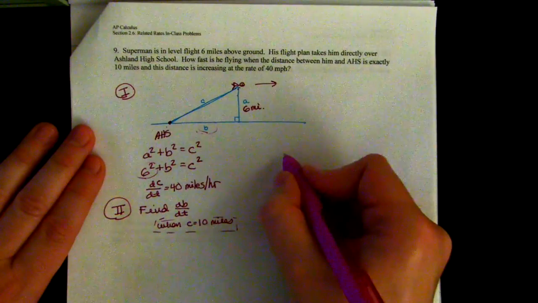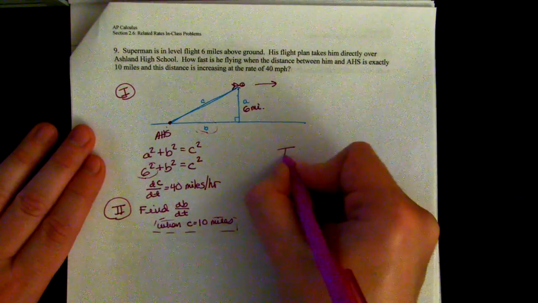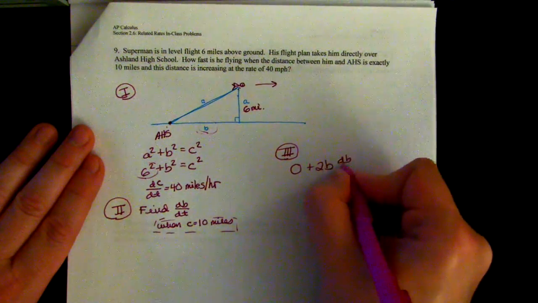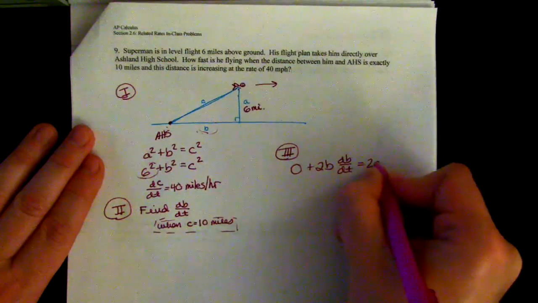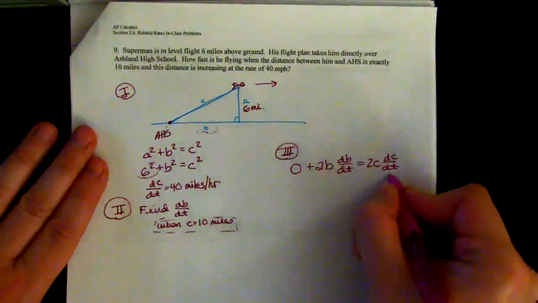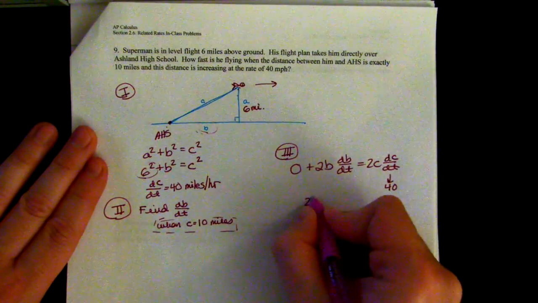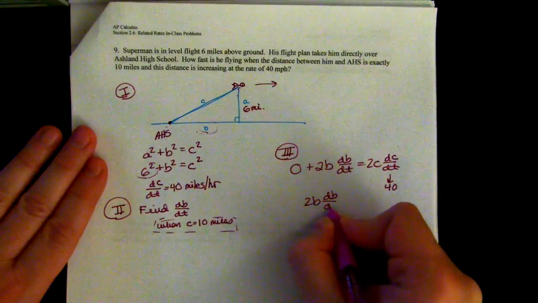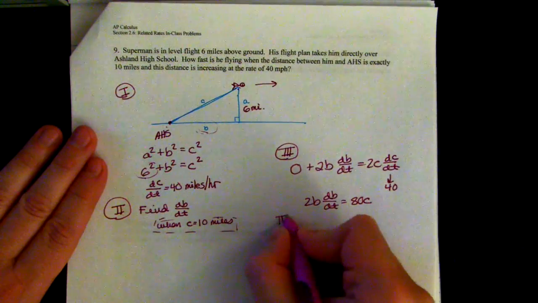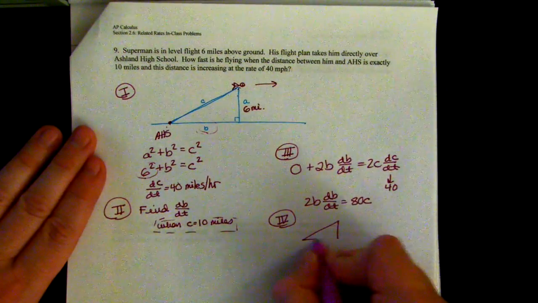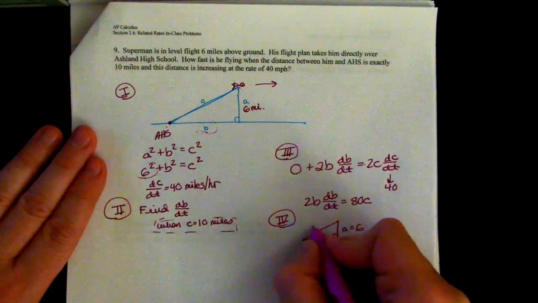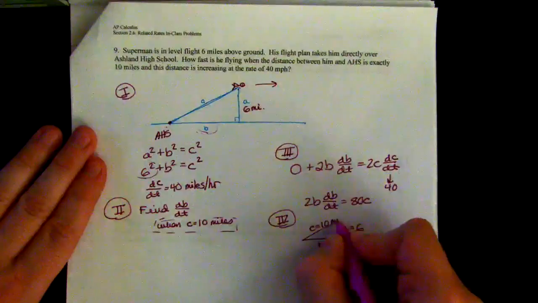So derivative of 6 squared, derivative of 36 is just 0, plus 2b dB/dt equals 2c dC/dt. I know dC/dt is always 40, so I'll fill that in. I've got 2b dB/dt equals 80c. Part 4, I'll deal with my specific instant. Well, for this triangle over here, a is 6, b is what I'm looking for. I know that at my particular instant, c is 10.